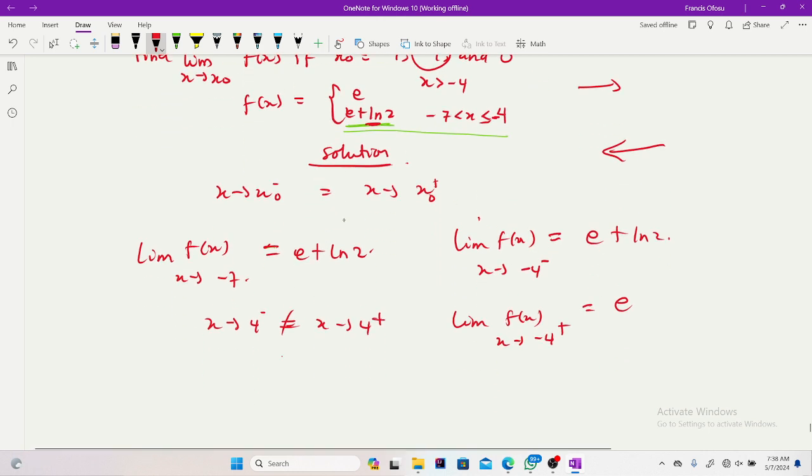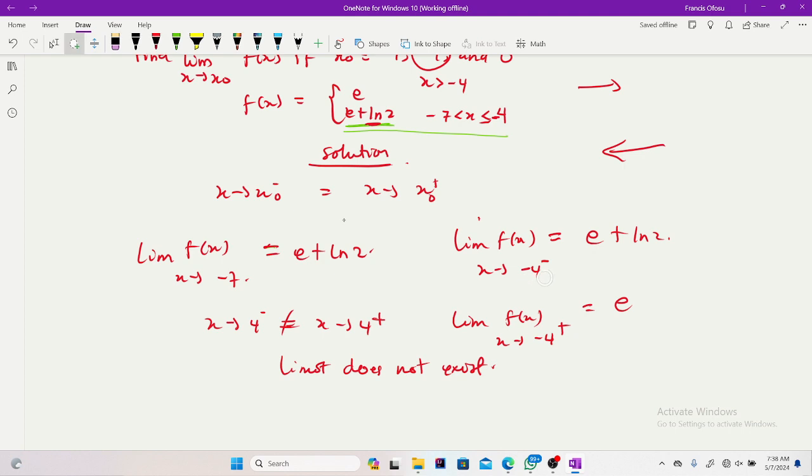You can say that the limit does not exist, right? So for a limit to exist, wherever you approach this point, you should get the same answer. But now you are getting this, you are getting that. So the limit will not exist.